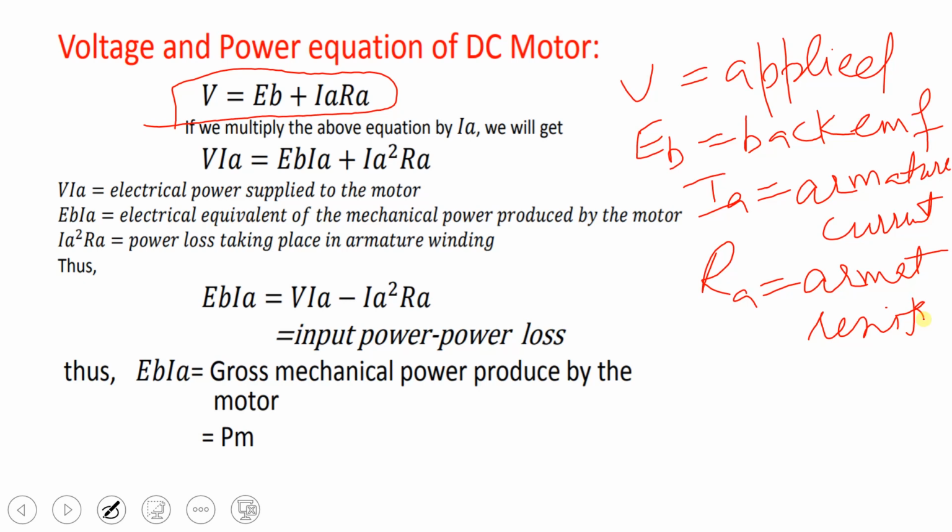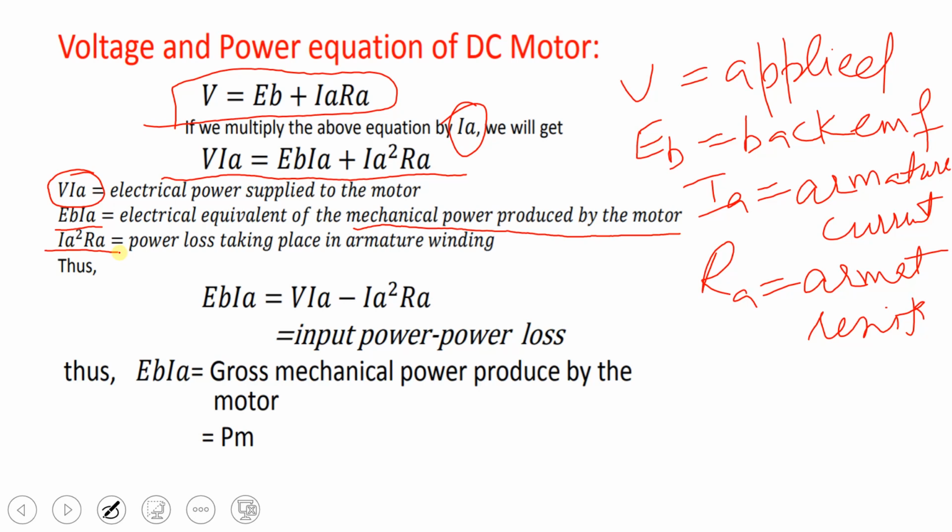If we multiply this equation with IA, that is with the armature current, the equation will become this. VIA is the electrical power supplied to the motor. EBIA means back EMF times armature current. This is called the electrical equivalent of the mechanical power produced by the motor. And then IA square RA equals the power loss taking place in the armature winding.